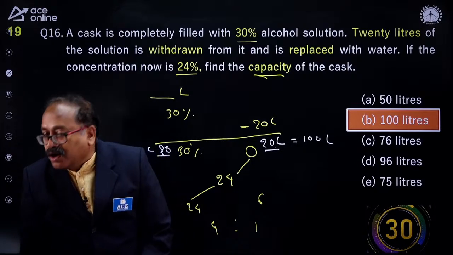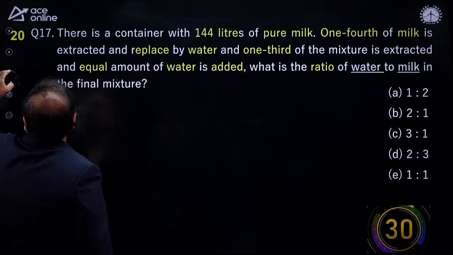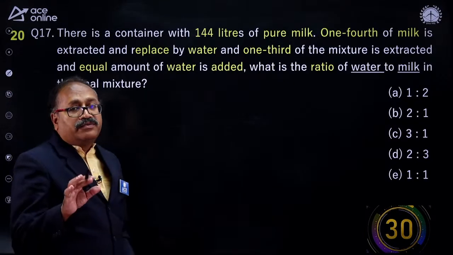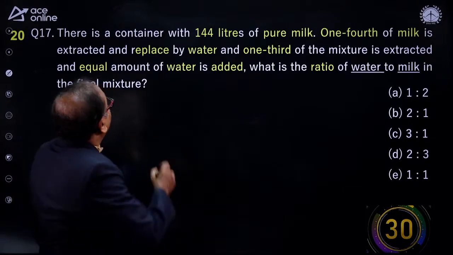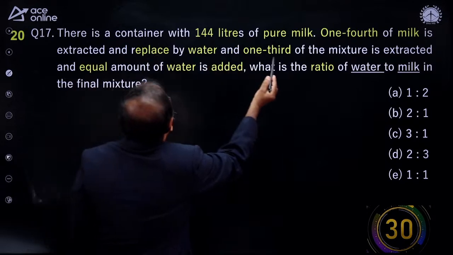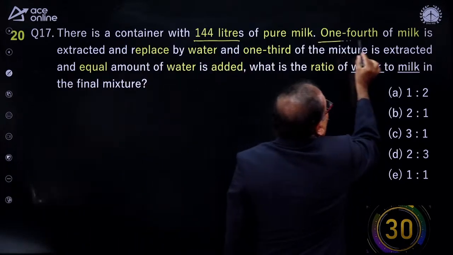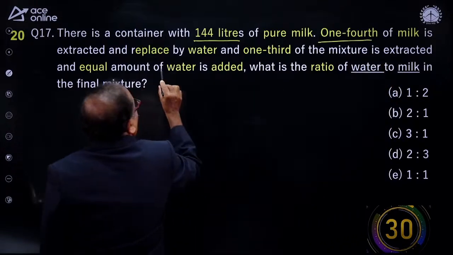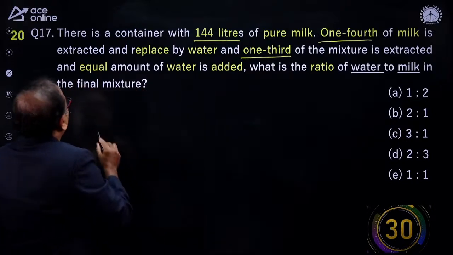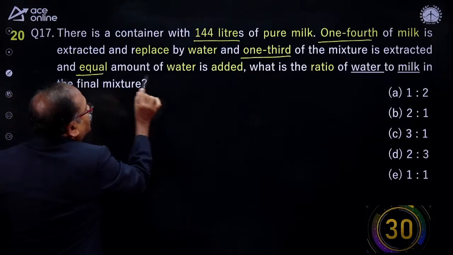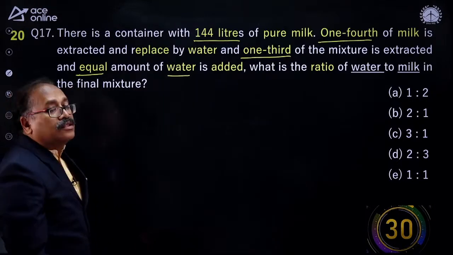Okay. Allow me one more question, my young friends, and with that we will conclude the class. And we will continue. Every day I will bring some 15, 16, 17 questions, and we will work them out. Then there is a container with 144 liters of pure milk. 1/4 of the milk is extracted and replaced by water, and 1/3 of the mixture is extracted and an equal amount of water is added. So what is the ratio of water to milk in the mixture?